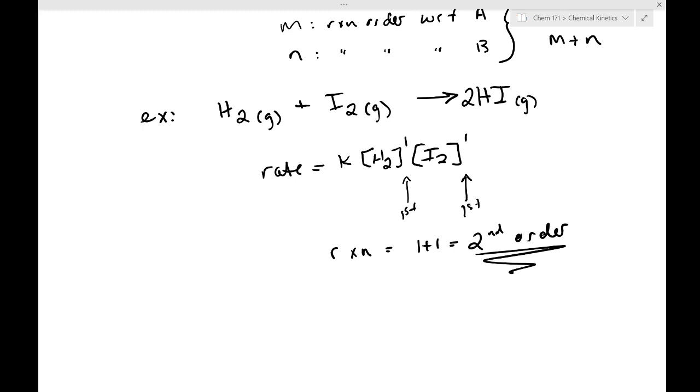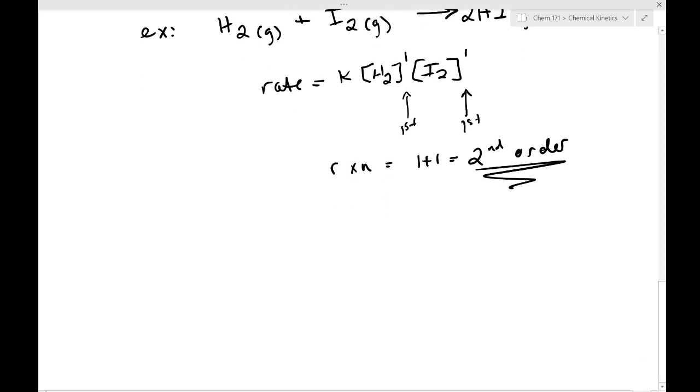So the total overall reaction is second order, even though each of the individual components are only first order. That's how it is. And again, the order and the rate constants are simply determined by experiment. There's no way that you can actually determine these by simply looking at the problem. Check my timer here. All right, we're good.